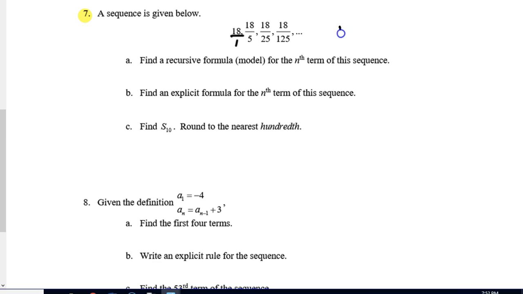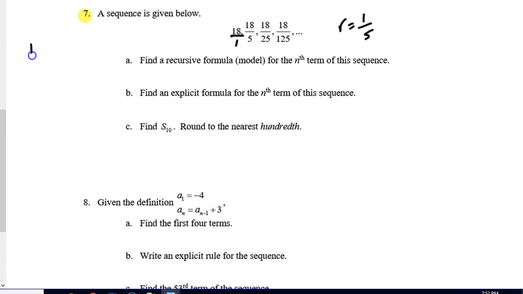The value of r, that's what we're always trying to find here. What's the ratio? What's the common ratio? And technically, if you can't figure it out, the way to find the common ratio is to take a particular term, 18/5, and divide it by the previous term.